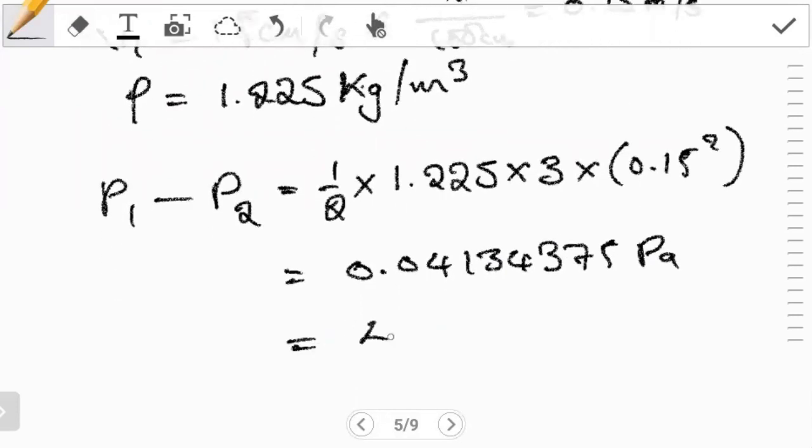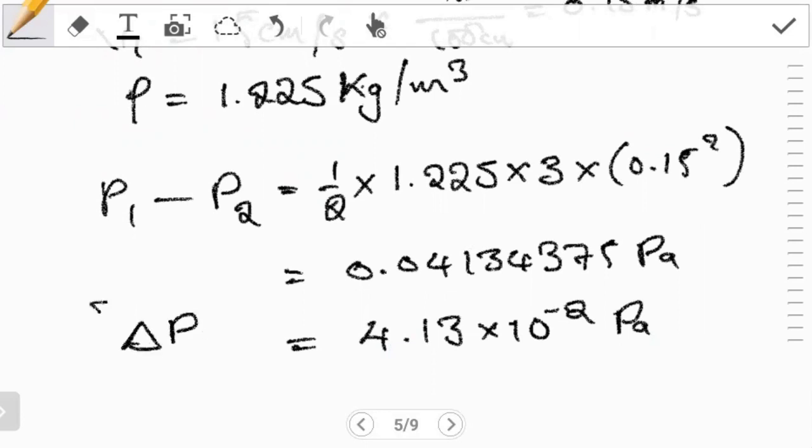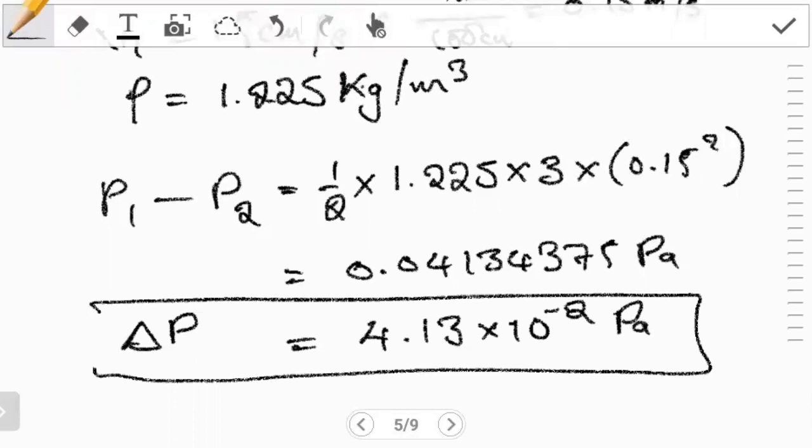So you can write this in scientific notation. So this becomes 4.13 by 10 to the power negative. You move this 2 places, -2 pascals. So this becomes the pressure drop. So I can even write change in P. So this is the value that they were asking, they wanted us to find.